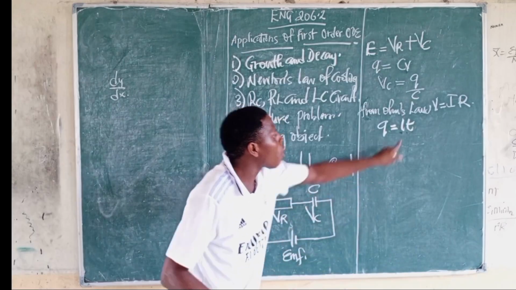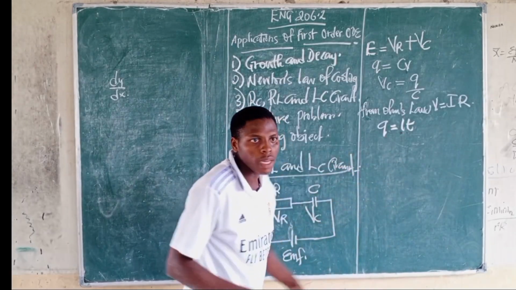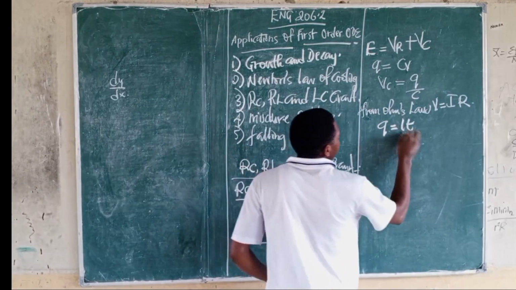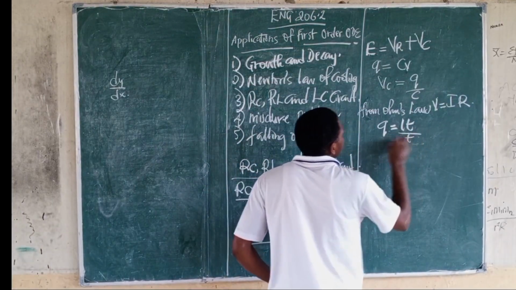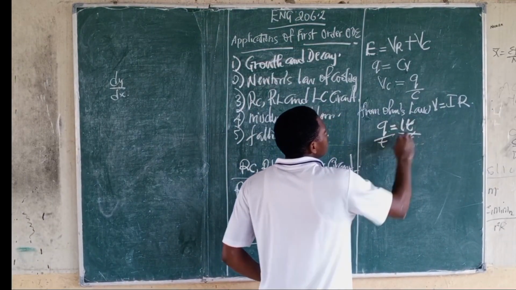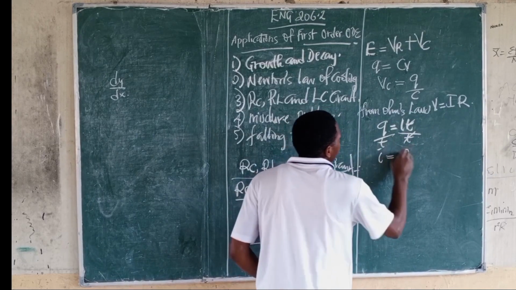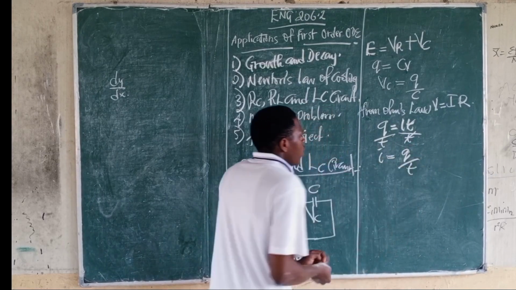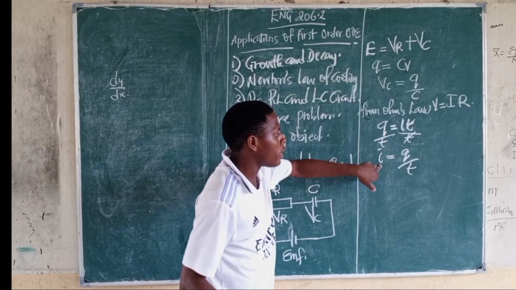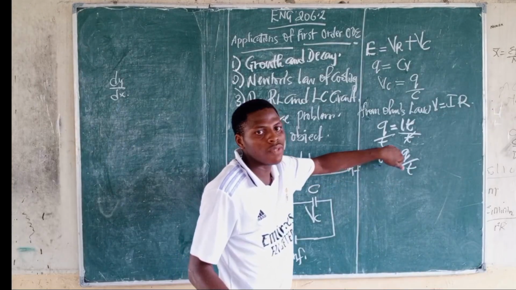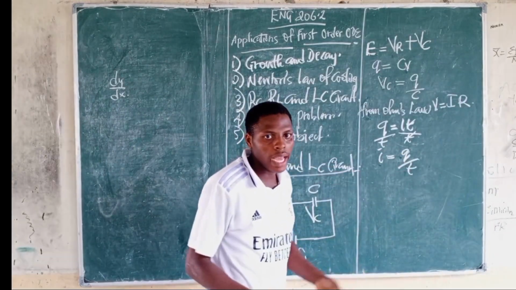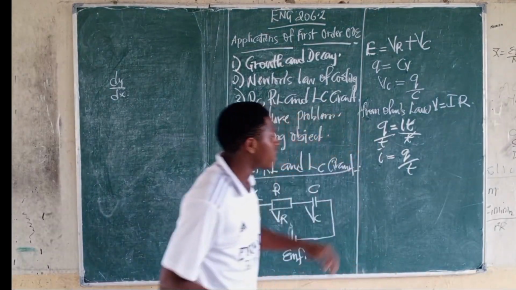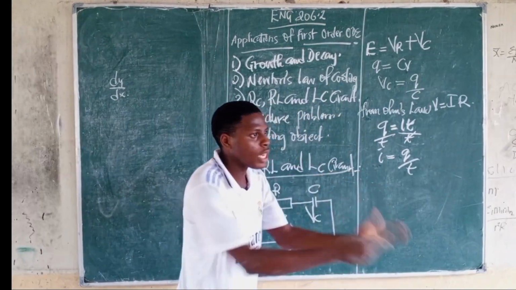So can we make current the subject of the formula from this equation? Making current the subject, we divide here by T, we divide here by T. So this is cancelling out. So I is equal to Q over T, where I is your current, Q is your quantity of charge, T is your time taken.